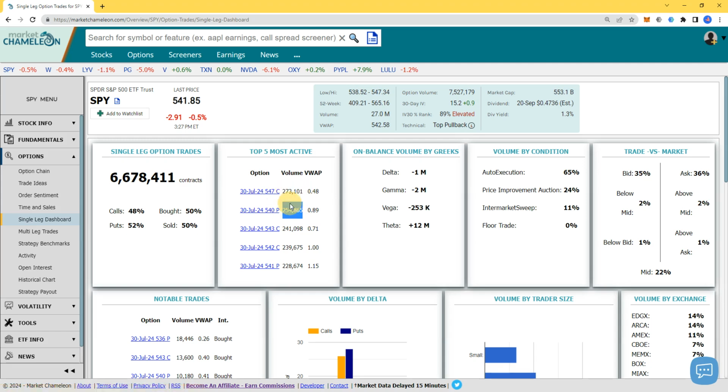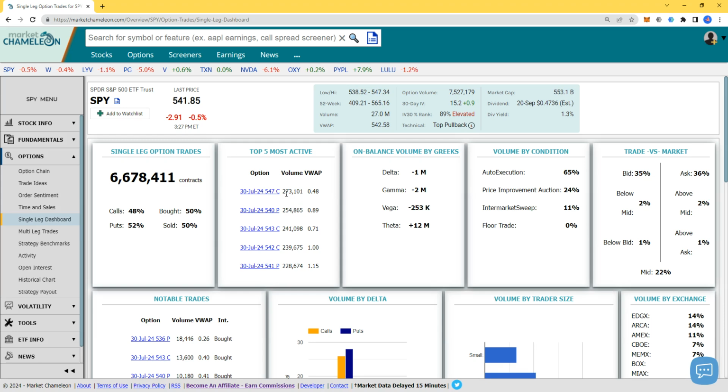547 call. So maybe do a quick condor, sell the put 540, something like that. Just spitting ideas in here. Let's ignore this and just focus on the big two. So maybe sell the 540 put, buy the 539 put on the put side of the condor, and then sell the 547 call and buy the 548 call for today, and you try to extract value from the market.